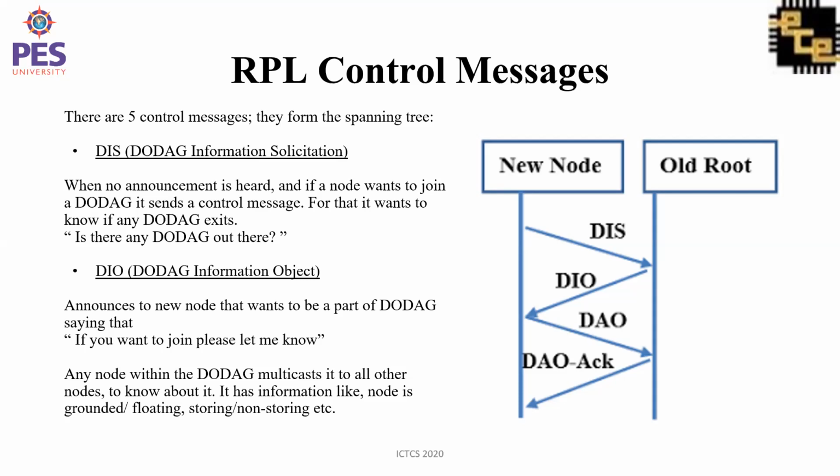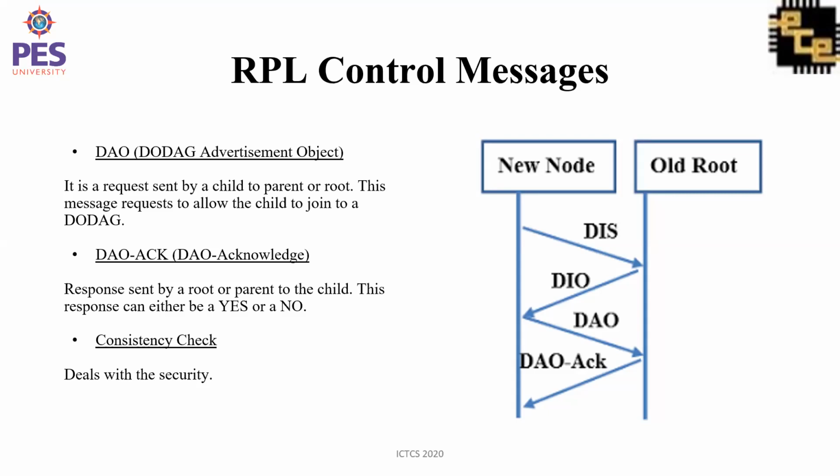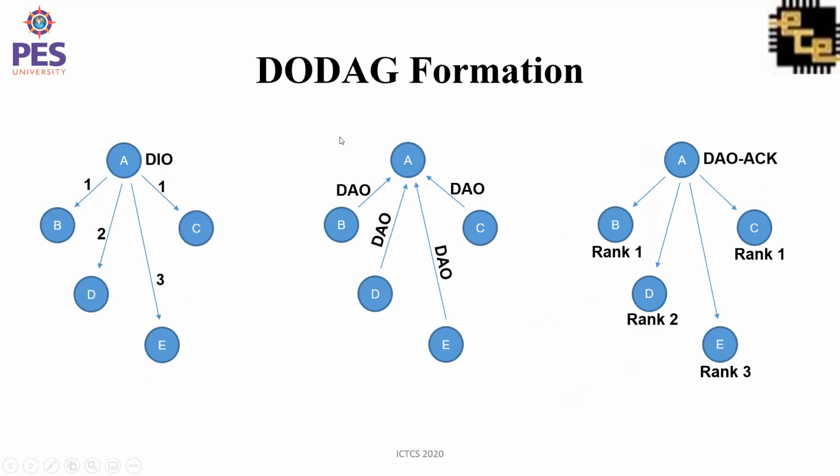So I'm just going to say this in the way of a story. Say node A says, is there any DODAG out there? B is the existing DODAG and it has multiple nodes. It's the parent node and it replies with a DIO saying, yes, there's a DODAG that exists. Please let me know if you want to join. So we have a DAO message that goes from the new node A to the old parent node B, saying, yes, I'd like to join. And node B decides, if it has the bandwidth, it allows node A to join its DODAG. It can reply either yes or no. The same thing is depicted using a pictorial. So we have nodes A, B, C, D, and E.